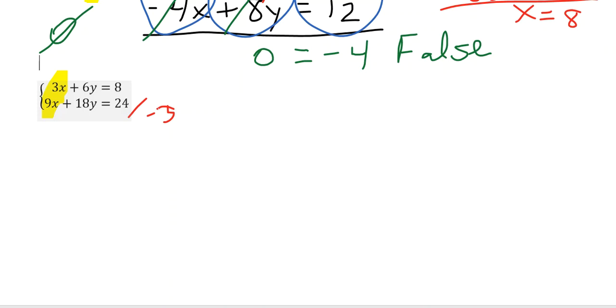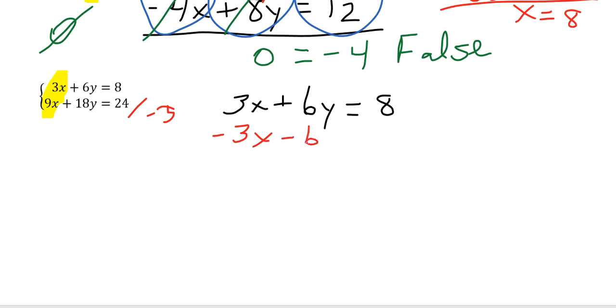The top one's not changing, so I'm going to rewrite that. 3x plus 6y equals 8. And now I'm doing the division, remember. So the bottom is 9 divided by -3, that's -3. 18 divided by -3, that's -6. 24 divided by -3, that's -8. That looks kind of interesting.